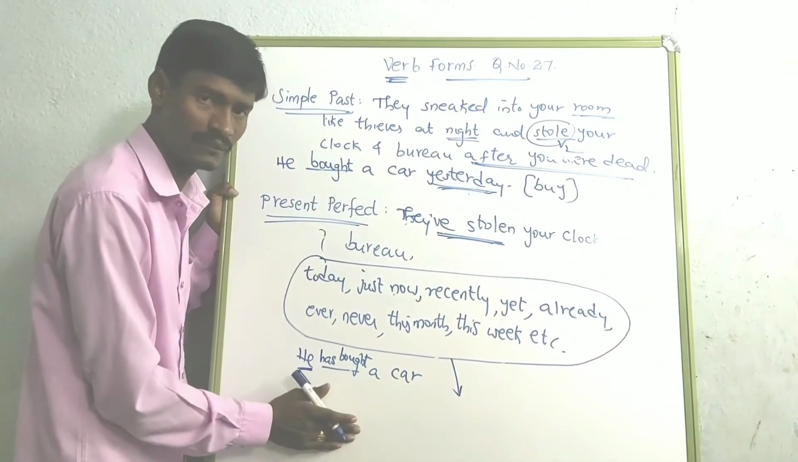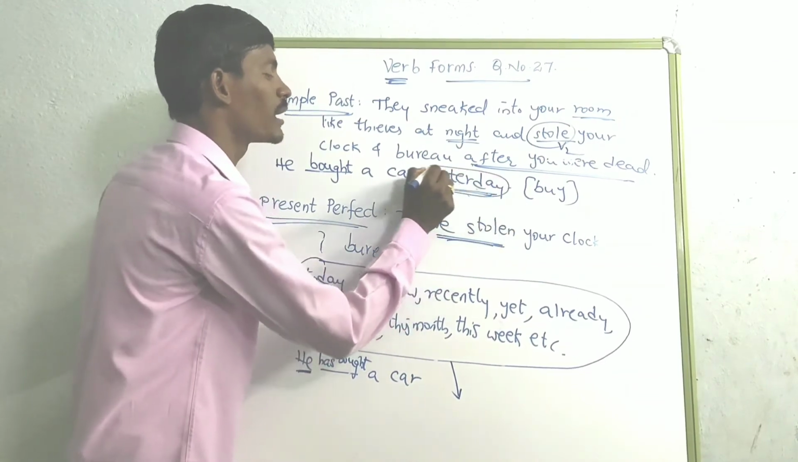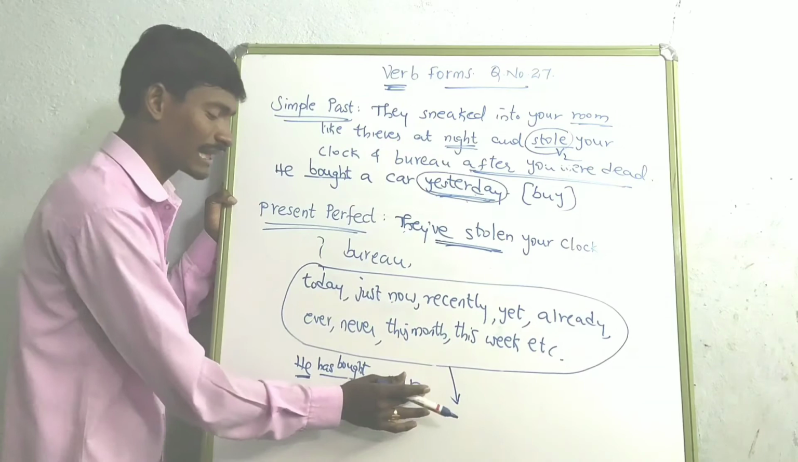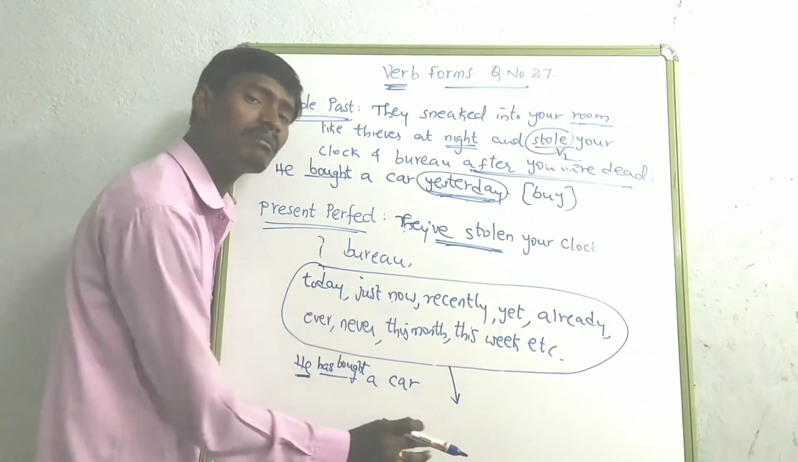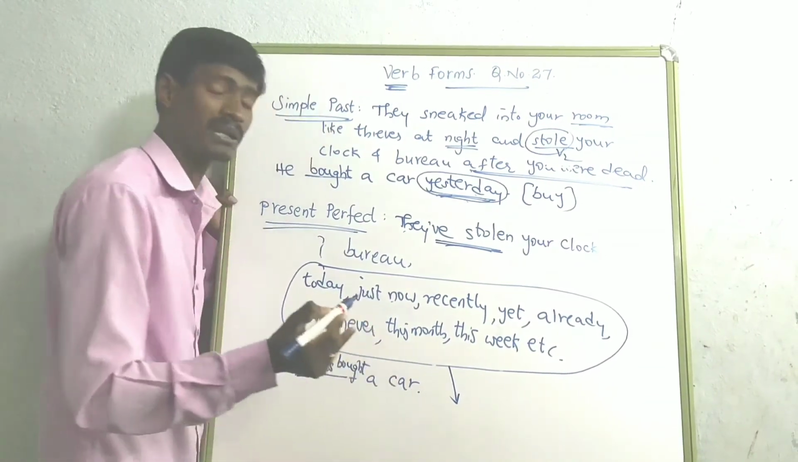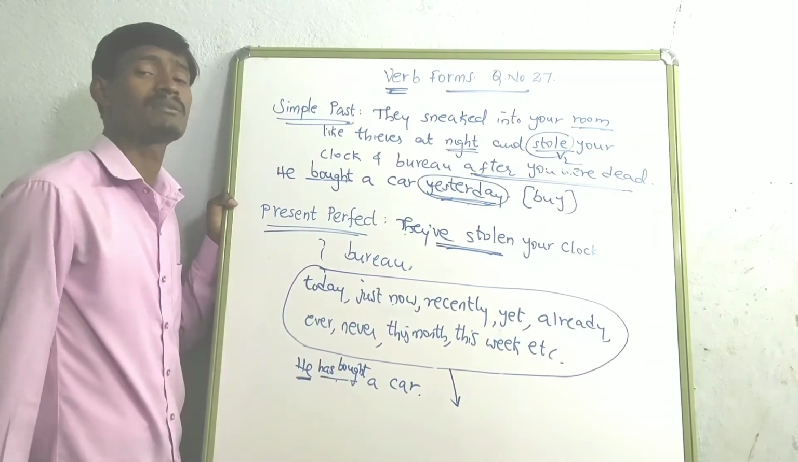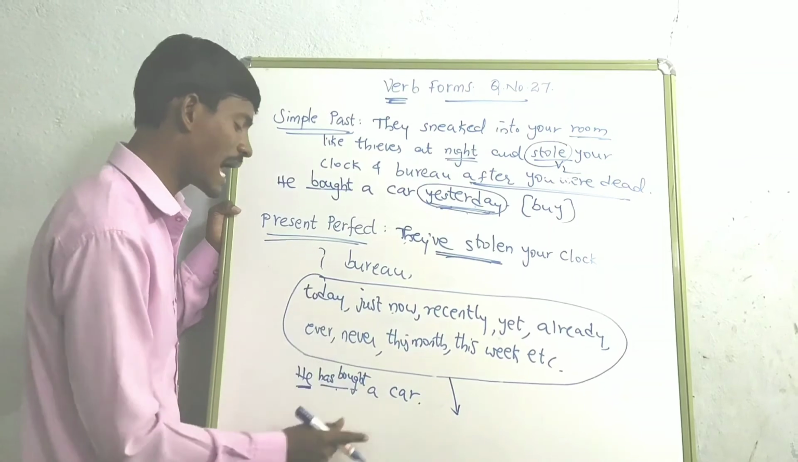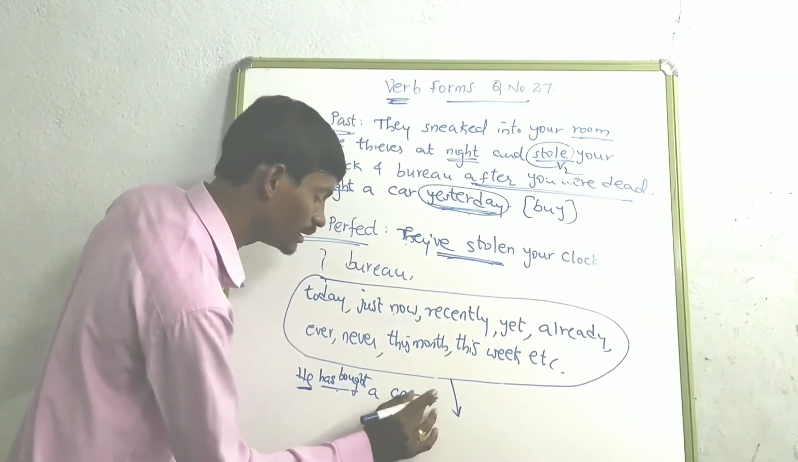The same sentence is given, but here the time related to the past, yesterday, is given, so we go for simple past. Here time is not given at all. When time is not given, you go for present perfect, that is, he has bought a car. If you take any of these verbs also, he dashed a car recently.